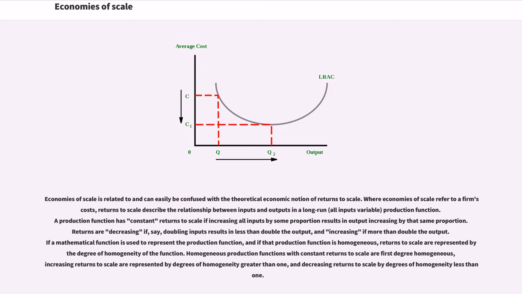A production function has constant returns to scale if increasing all inputs by some proportion results in output increasing by that same proportion. Returns are decreasing if, say, doubling inputs results in less than double the output, and increasing if more than double the output. If a mathematical function is used to represent the production function, and if that production function is homogeneous, returns to scale are represented by the degree of homogeneity of the function. Homogeneous production functions with constant returns to scale are first-degree homogeneous. Increasing returns to scale are represented by degrees of homogeneity greater than 1, and decreasing returns to scale by degrees of homogeneity less than 1.